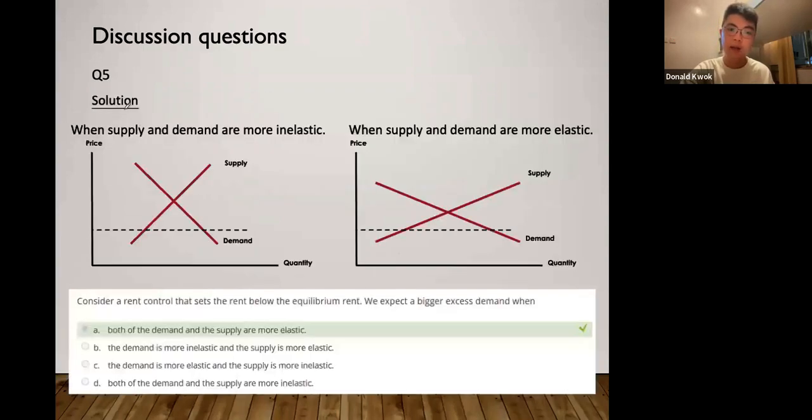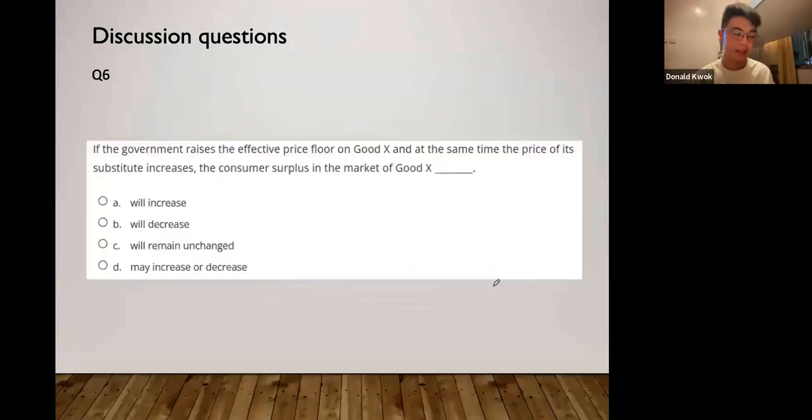And we can also understand this graphically as well, as you can see in the two diagrams here. On the left-hand side diagram, the demand and supply are less elastic, while on the right-hand side diagram, they are more elastic. Okay, with the same level of price control imposed here, the effective price ceiling, the excess demand on the right-hand side diagram is greater. And this explains why when the demand and supply are more elastic, the excess demand will be larger. All right, so that's all for this one, and we'll move on to question 6.